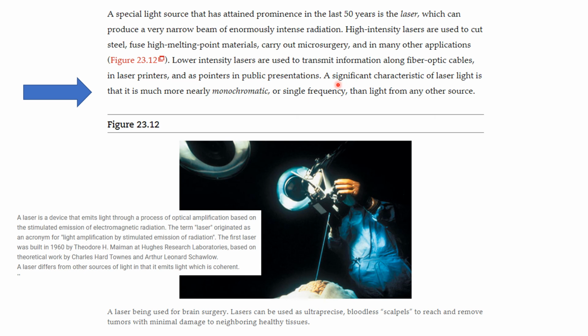Now, a significant characteristic of laser light is that it is much more nearly monochromatic. That means it is a single color. That means it is a single wavelength. Some telecommunication carriers will, in fact, launch into fiber optic cables a couple of different wavelengths, thereby significantly increasing the capacity of the communications channel.